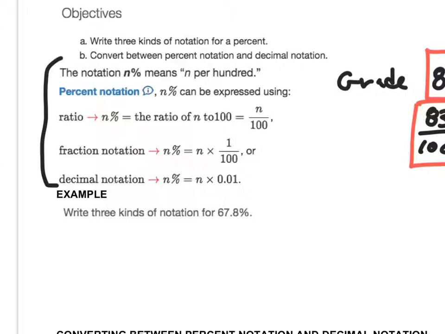If we write some percentage, I can write it as a ratio of n over 100. I could write it in fraction notation and say that n% is n times 1 over 100. I could write it in decimal notation and say that n% is n times 0.01. Let's go ahead and do that for this one down here. We're going to do the same thing. All of this is just a definition. We kind of did that same thing with your grade over here.